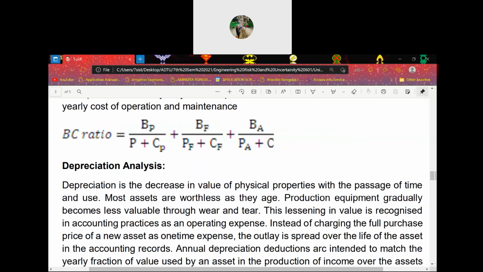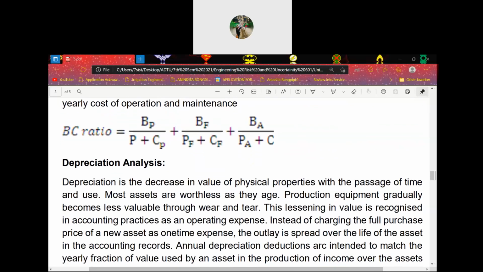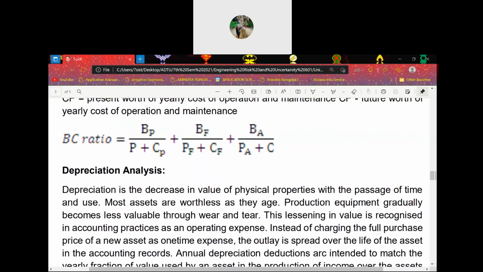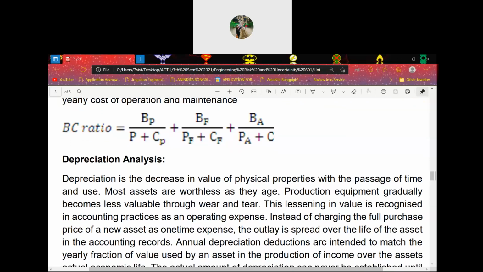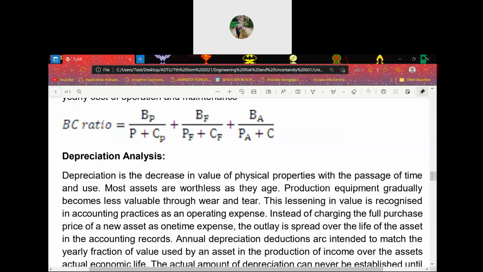Next is depreciation analysis, and depreciation means the decrease in the value of physical properties with the passage of time and use. Most assets become worth less as they age, and production equipment gradually becomes less valuable through wear and tear. This lessening in value is recognized in accounting practices as an operating expense. So instead of charging the full purchase price of a new asset as a one-time expense, the outlay is spread over the life of the asset in the accounting records.